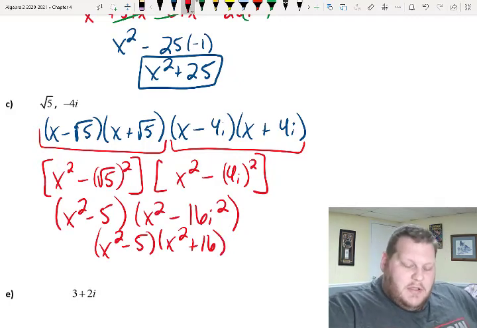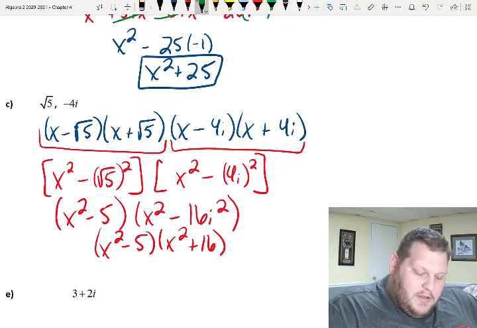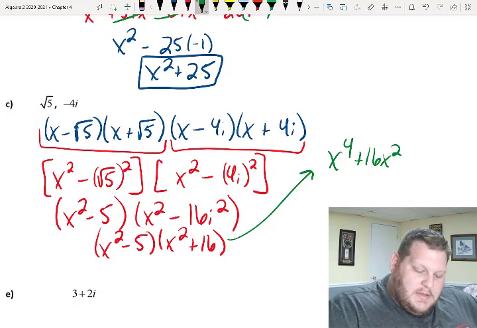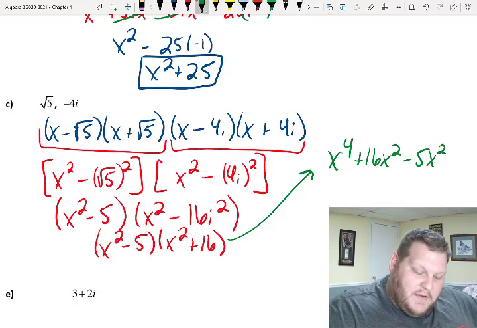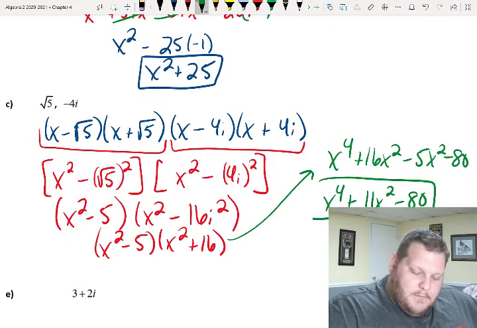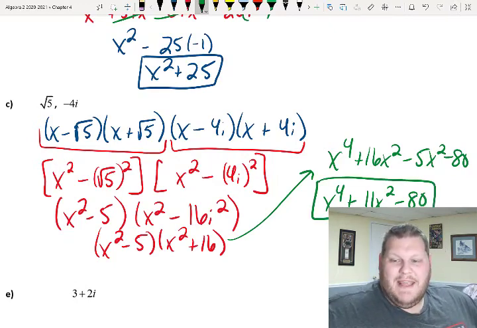Unfortunately, from that point, we do have to go the more old school method and FOIL that out. So first times first is x to the fourth. Outsides would be x, so 16x squared. Insides would be negative 5x squared. And then lasts, what is negative 5 times 16? Negative 80. So I collect up my like terms: x to the fourth plus 11x squared minus 80. Not very pretty. Not at all.